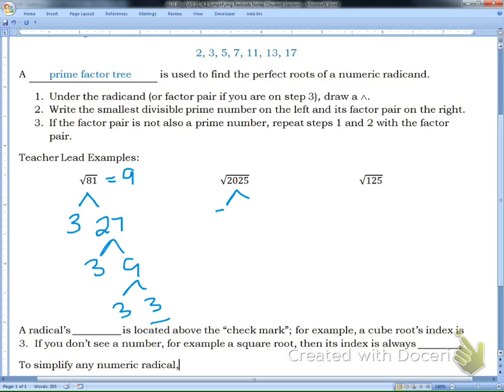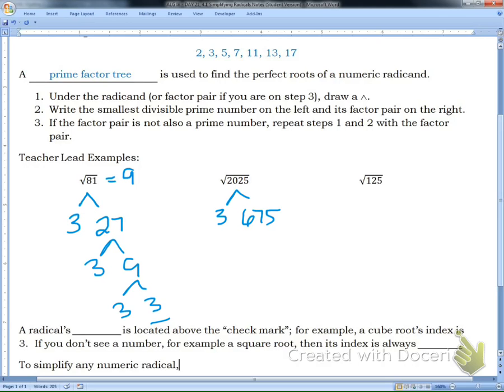Yes. 2025 divided by 3 is 675. Kind of big. Yeah, I used a calculator. That's okay. 675, can I divide it by 3?